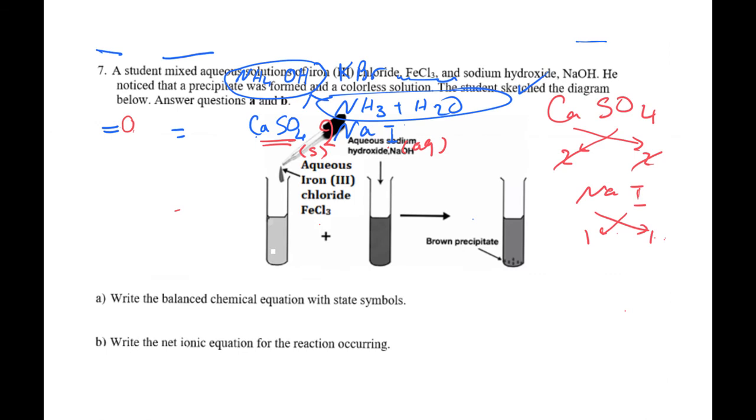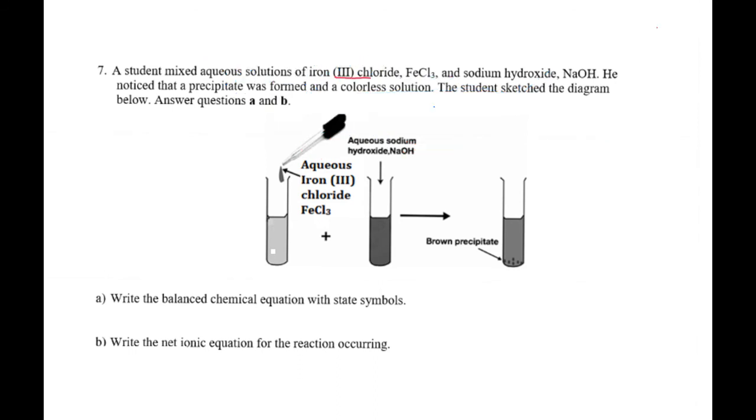Following question: a student mixed an aqueous solution of iron(III) chloride, FeCl3, and sodium hydroxide, and a precipitate was formed and a colorless solution. A student sketched the diagram and you are asked to answer questions A and B. Question A: write a balanced chemical equation with state symbols. Chemical equation, he said iron(III) chloride and he gave the formula. Thanks for that. And sodium hydroxide.